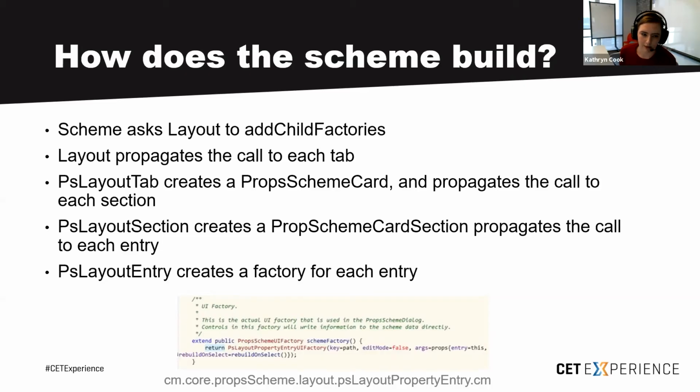Each layout tab creates a props scheme card. And then that propagates that build add child factories call out to each of its sections. So that's like the material section that I created. The section creates those cards and propagates the call to the entries, and then the entries create PS layout entries, a class defined basically in the prop scheme layout folder, and then it knows how to create factories for each of its entries. And that is what this code is showing right here.